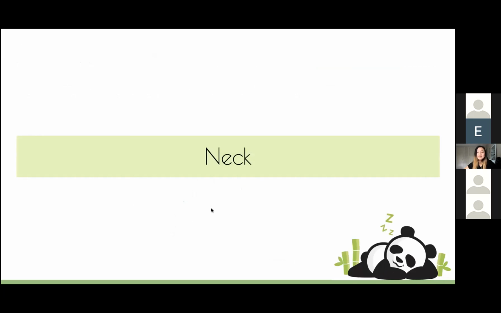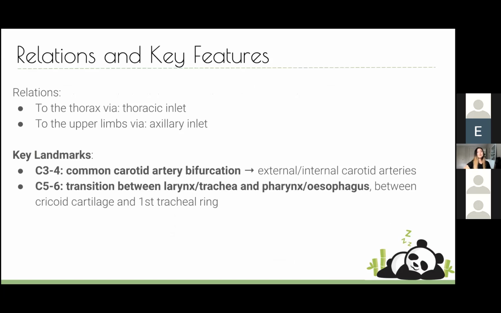Cool, that's the head. We're on to the neck, part 2. Relations and key features. Definitely know that the neck can run into the thorax or into the upper limbs via the thoracic or the axillary inlet. And the key landmarks that I remembered were C3 to 4, where the common carotid artery bifurcates into the external and internal carotid arteries. And C5 and 6 is the transition between your larynx and trachea and your pharynx and esophagus.